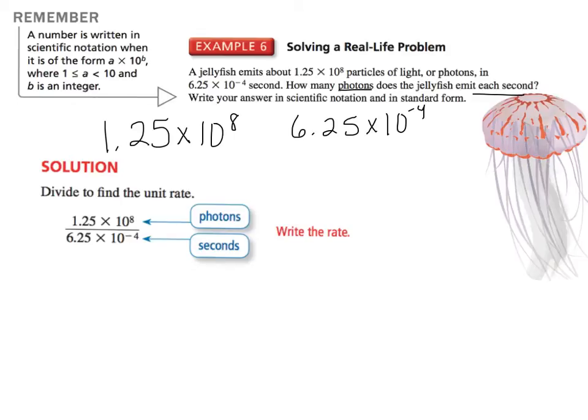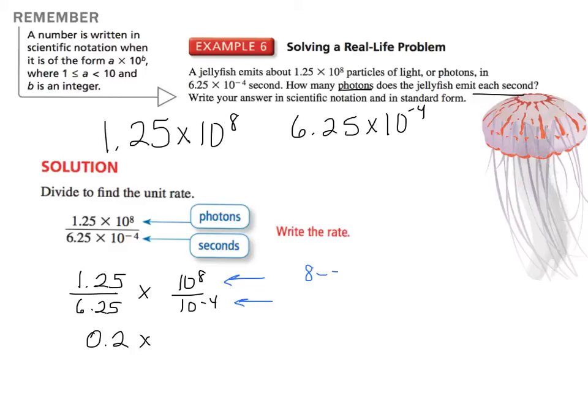This is just multiplication. So I could write it as 1.25 divided by 6.25 times 10 to the 8th divided by 10 to the -4, which involves all the properties that we've already done. 1.25 divided by 6.25 gives me 0.2 times. Now, I have the same base. Same base. What do I do with the powers? I subtract them. So that would give me 8 minus -4. And that would give me 10 to the 12th power.